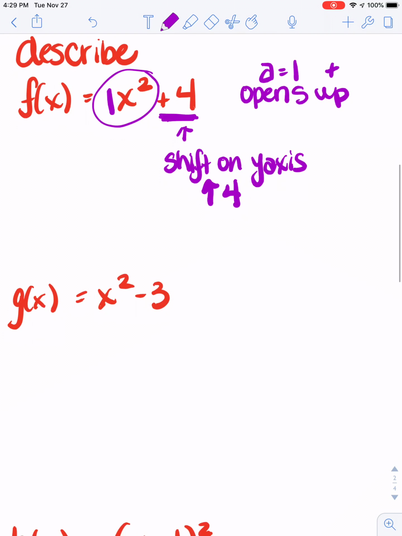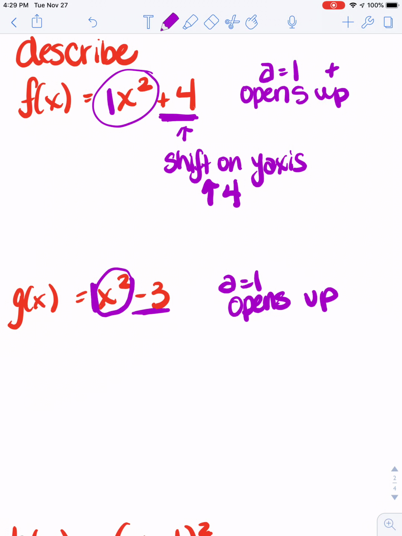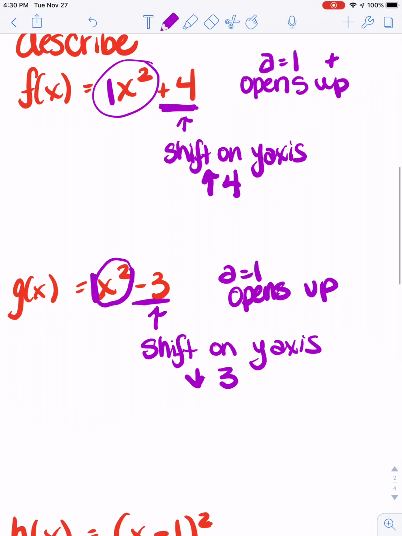Okay, in the second one that's down here, here's my parent function, which means a is 1, should be right there, and that means that it opens up. This minus 3 is on the end, which means that it is a shift on the y-axis. And because it's minus 3, that means it's going to go down 3. Okay, now that's the big thing with going up and going down as far as the number on the end.